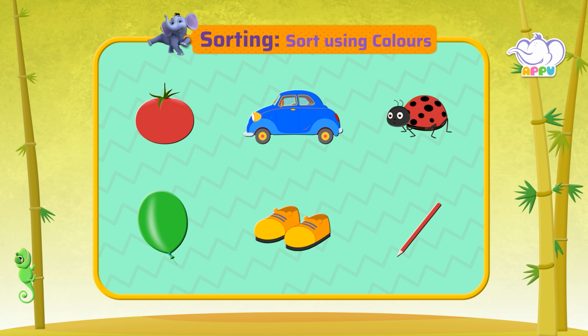Sort out all the reds. Let's sort the objects of the same color. Circle the red objects. This is a tomato. It is red in color. Mark it with a circle.